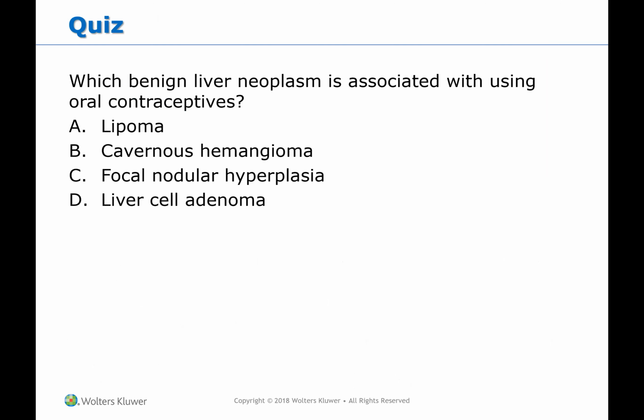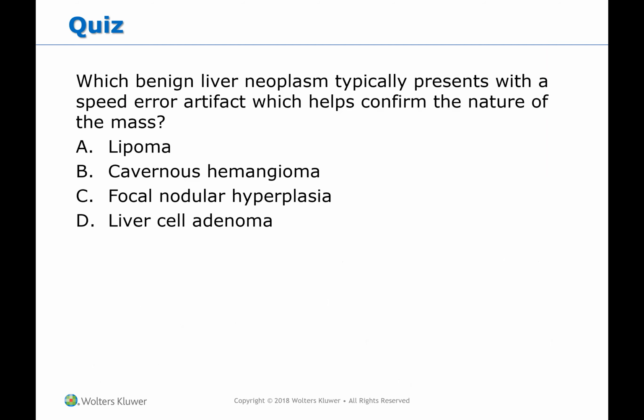Which benign liver neoplasm is associated with using oral contraceptives? Well, we talked about the focal nodular hyperplasia or the liver cell adenoma, but it's more common that you have issues with the liver cell adenoma. So D is correct. Which benign liver neoplasm typically presents with a speed error artifact, which helps confirm the nature of the mass? Lipomas, because fat speed is slower, since the sound has to get through all that fat, than normal liver parenchyma.